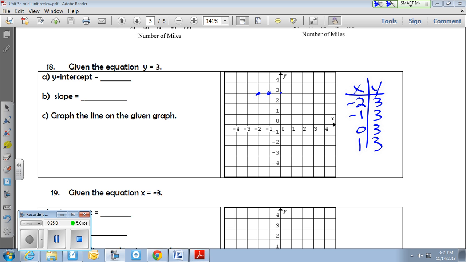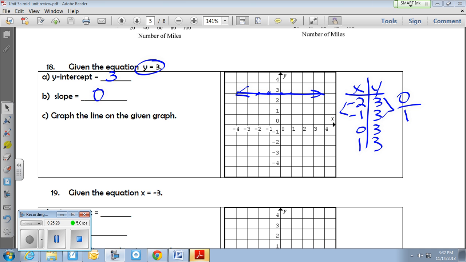If I graph that, that's a horizontal line. I know that the y-intercept is at 3, very much similar to what you see in the equation. And the slope is 0 because the change in my y's is 0 over 1. So with 0 as my numerator, my slope is 0. Just graph it, and you'll be able to see that.